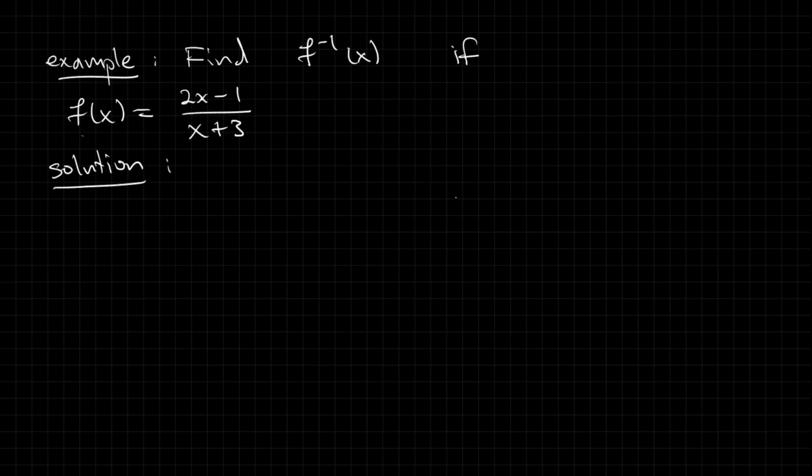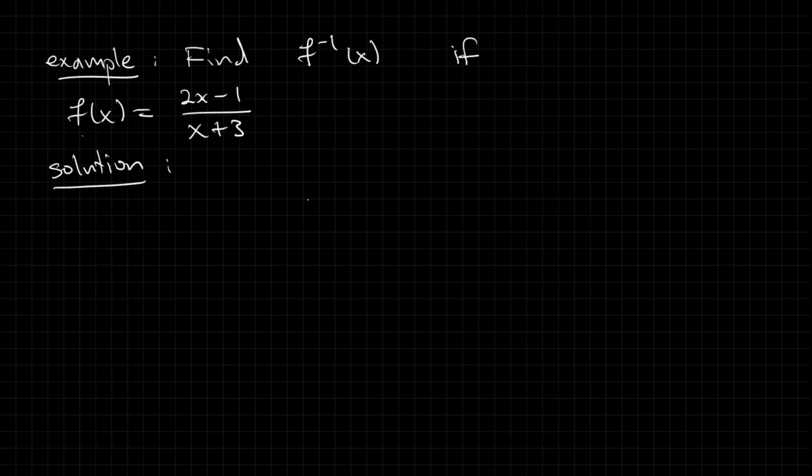Let's use an example to illustrate how we would find the inverse of a function. Now, in order for an inverse function to exist, the function has to be one-to-one. But if you find a problem that says find f inverse of x, if f of x is equal to, and then it has some algebraic expression, you can go ahead and assume that that function is one-to-one and that the inverse exists. I think it would be a misleading question to say find the inverse of a function for which the inverse doesn't exist.